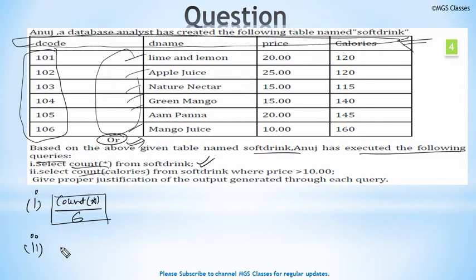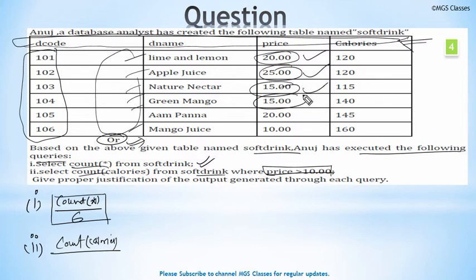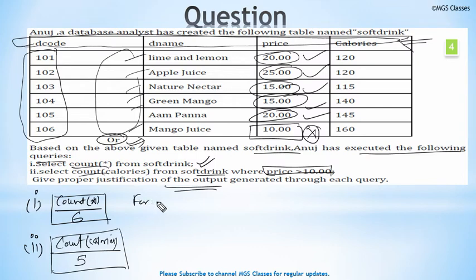Okay, now count of calories. What will be the output of the count of calories from the soft drink where price is greater than 10? Here we need to consider this condition, price greater than 10, and count those rows only. Here the price is greater than 10, here also, and here, up to here the price is greater than 10, but 10 will not be in the output because 10 is not greater than 10, so its count will be 5 only. So for 5 rows the price is greater than 10, that's why 5 is coming in the output.